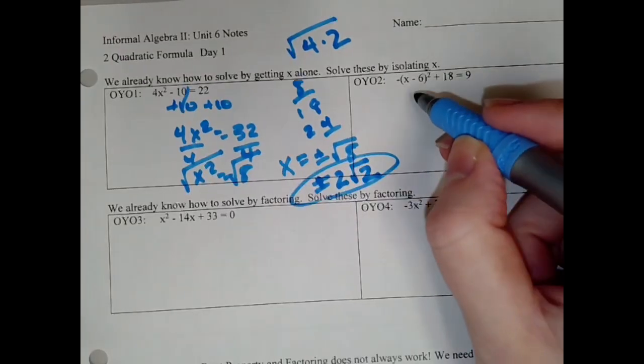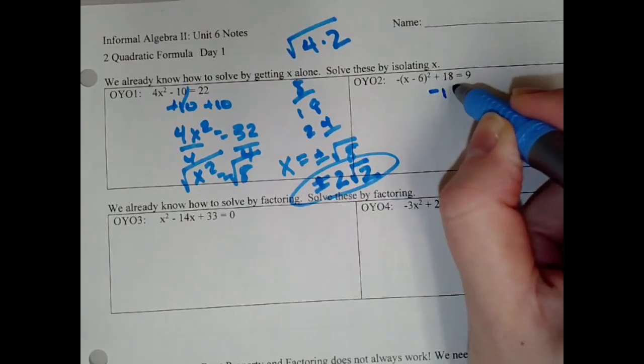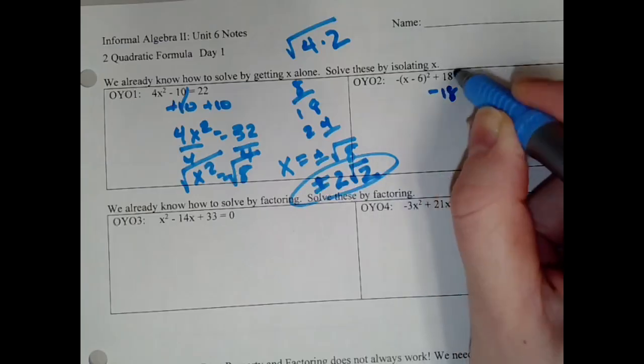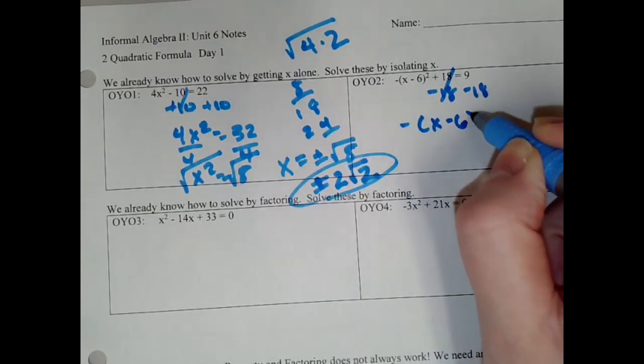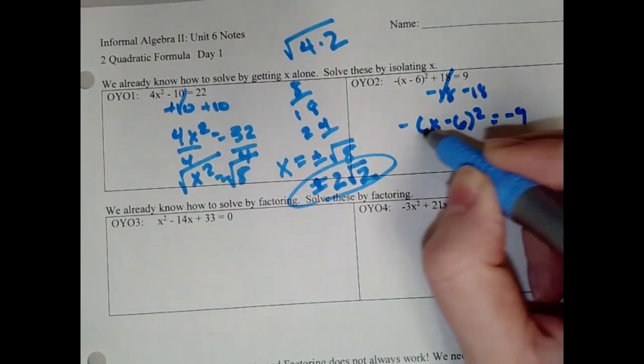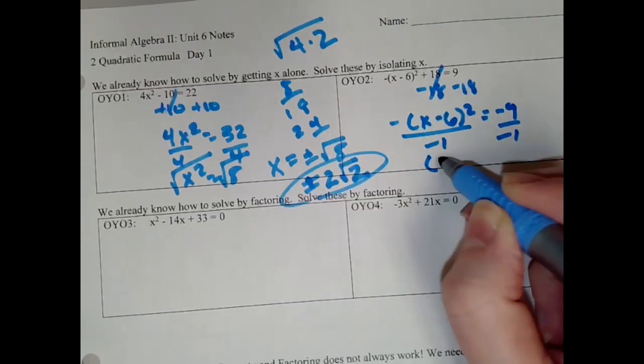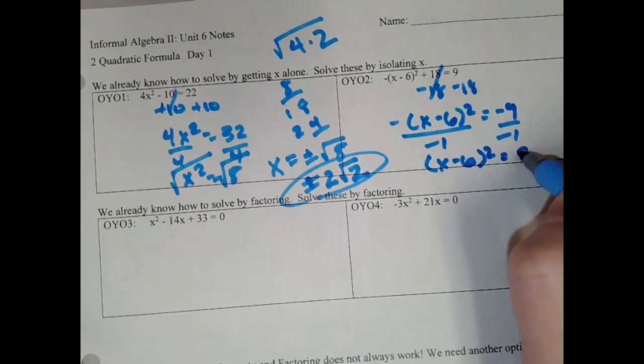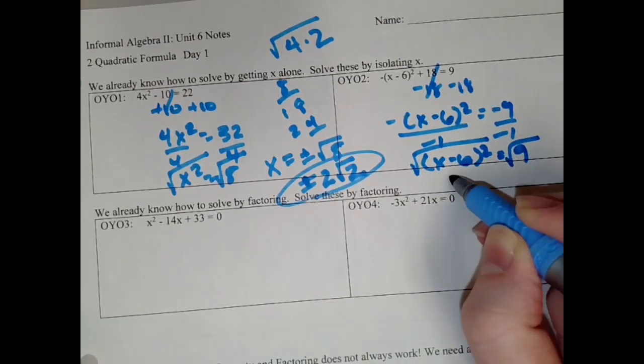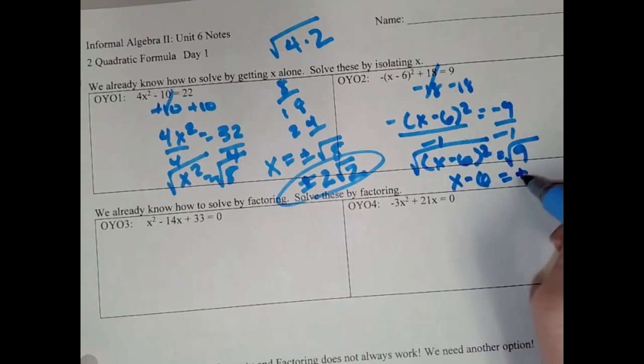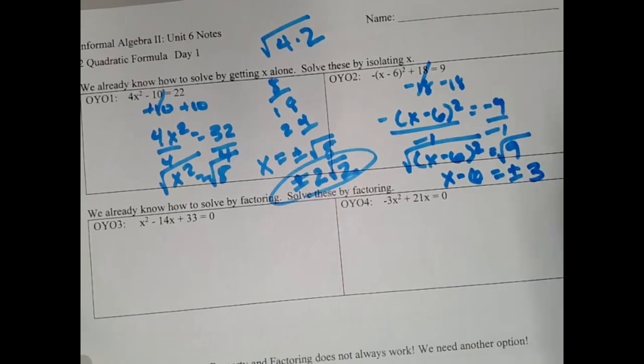You also could use the square root property if you have a quantity being squared, so subtract 18 from each side. That gives me negative (x minus 6) squared equals negative 9. Divide each side by negative 1 to get what's being squared by itself. Undo the square, taking the square root. X minus 6 equals plus or minus square root of 9, which is 3.